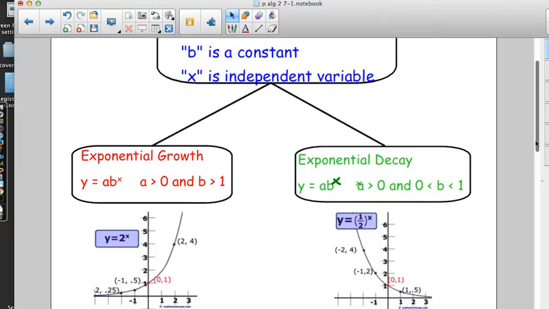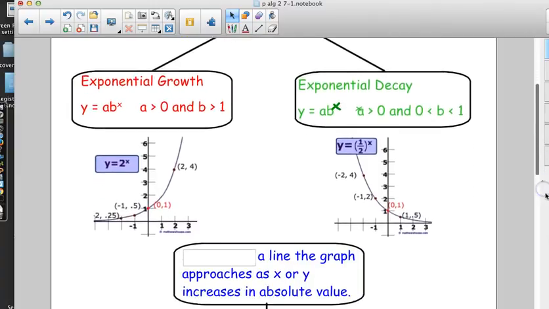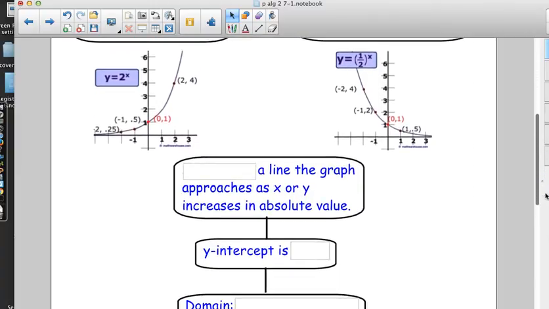Okay. And a is greater than 0, but b is that fraction between 0 and 1. That creates that decay situation. So we see, kind of, these are our parent functions for exponential growth and decay.